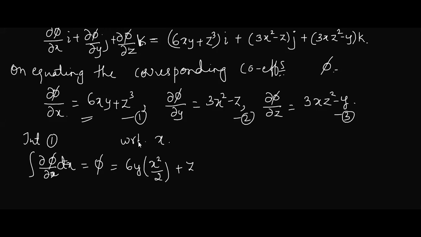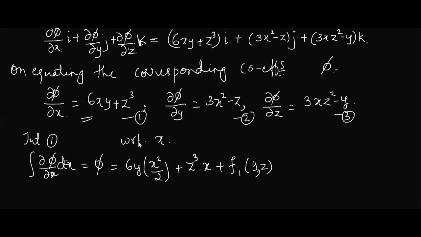Z cube. The entire z cube is constant. Then the remaining will be 1. What is the integration of 1 with respect to x? You'll get x. Now, while adding, don't add c. You add a function, you may call it f1, of the variables which you are treating as constant. What are they? y and z. Don't say yz, put a comma in between: f1 of y, z.